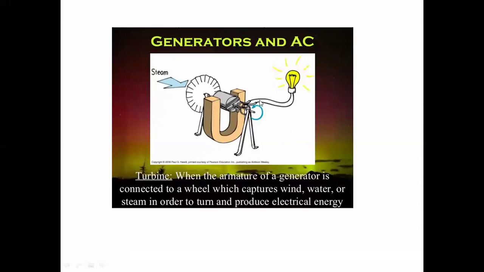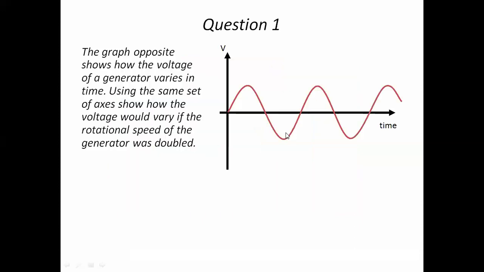This is another diagram of an AC generator. The steam turbine will rotate the coil, and the rotation of the coil will induce EMF and the bulb lights up. Now this is the question.